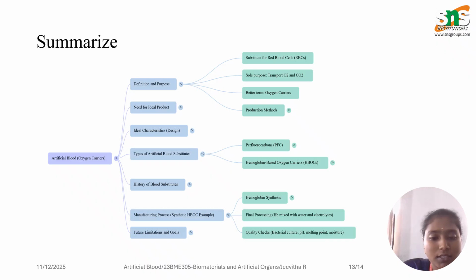And in this lecture, we saw what artificial blood is, what the need for it is, and what the ideal characteristics of artificial blood are, and the types of artificial blood like perfluorocarbons and hemoglobin-based oxygen carriers, and then what the manufacturing processes are, and what the limitations are.